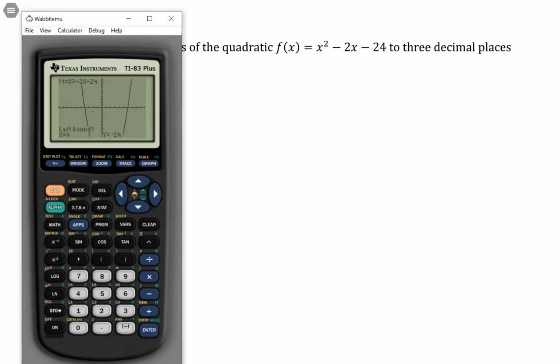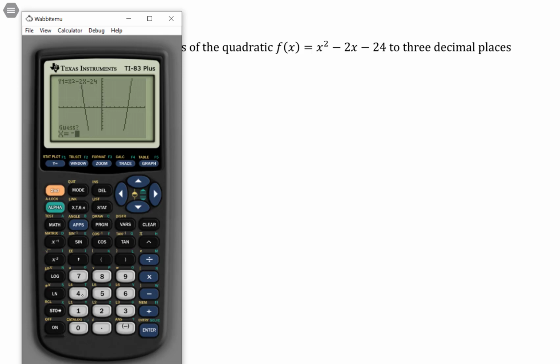So this zero function asks for a left bound and a right bound of the zeros, because if there's more than one zero, it might not know which one you want it to calculate. So you can approximate. We've said it's about at -4. So we can say our left bound is -5 and our right bound is -3. So that just means we're saying the zero is somewhere between -5 and -3.